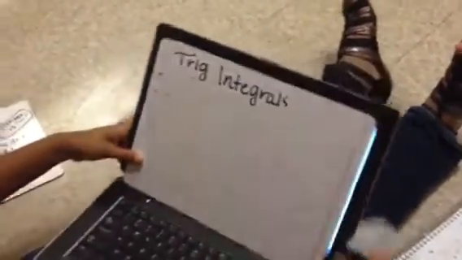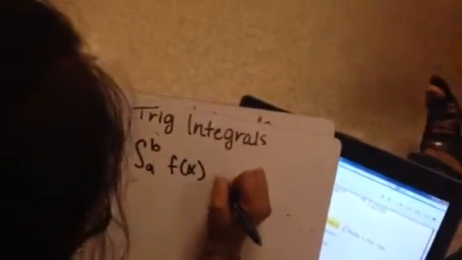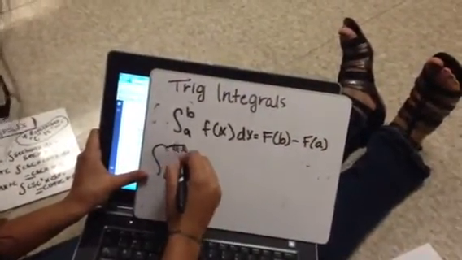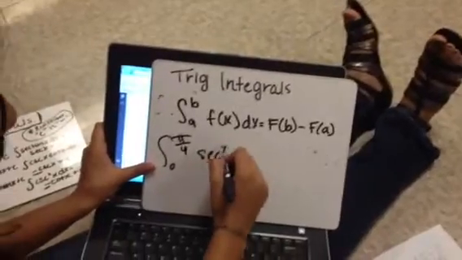Alright, and now we're going to do FTC, the fundamental theorem of calculus. Now the formula for that is the integral from a to b of f of x dx, which equals f of b minus f of a. So we're going to do the first example, which is the integral from 0 to pi over 4 of secant squared x dx.